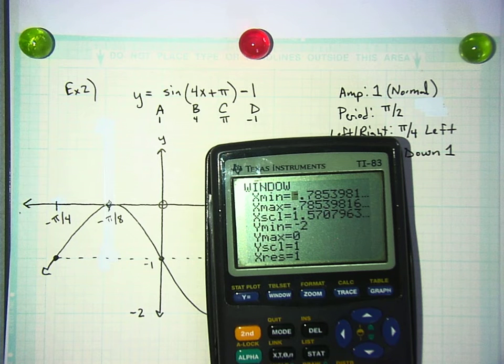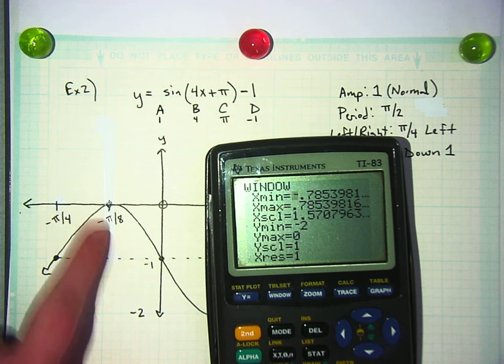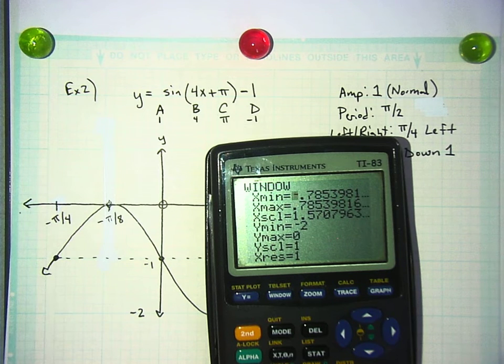My y min is... Those lines, but shouldn't it match up with those? Is it the same as ours or no? No, because my tallies are pi over 8 every time. So you gotta change your x scale to pi over 8. Okay. So that if you change your scale to pi over 8, it will work.